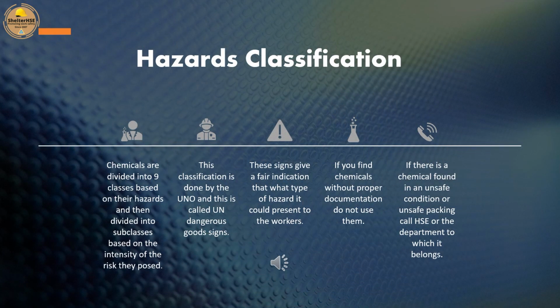Chemicals are divided into 9 classes based on their hazards and then divided into subclasses based on the intensity of the risk they pose. This classification is done by the UN and is called UN Dangerous Goods Signs. These signs give a fair indication of what type of hazard it could present to the workers. If you find chemicals without proper documentation, do not use them. If a chemical is found in an unsafe condition or unsafe packing, call HSE or the department to which it belongs.